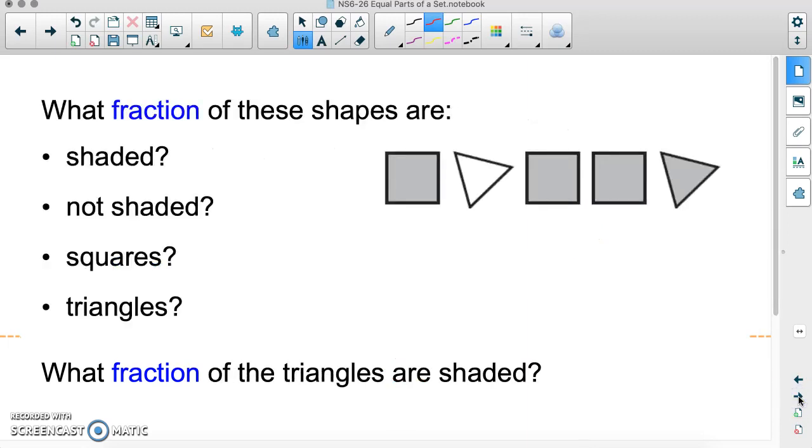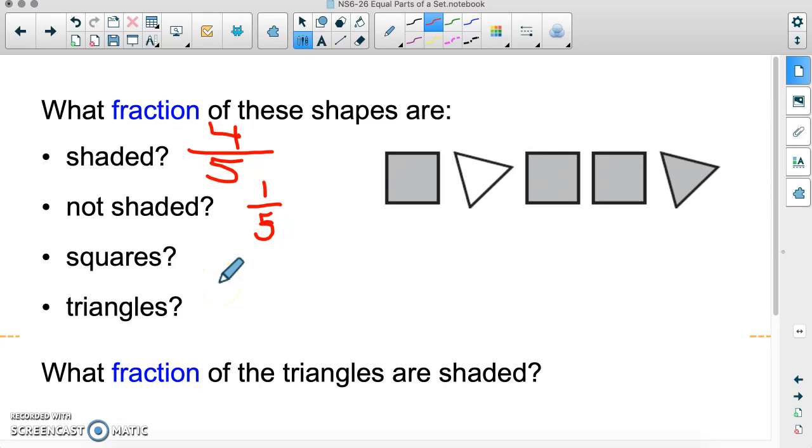So here's another group of questions here. For the shapes on the right-hand side, what fraction of these shapes are shaded? Well, how many shapes do we have in total? We have 5 of them, and of those 5, we can see that 4 of them are shaded. Which fraction of the shapes are not shaded? Well, one of them is not shaded. We still have 5 shapes altogether.